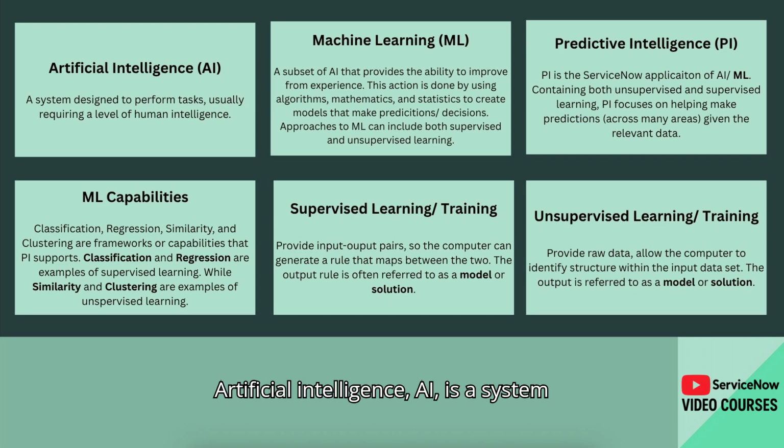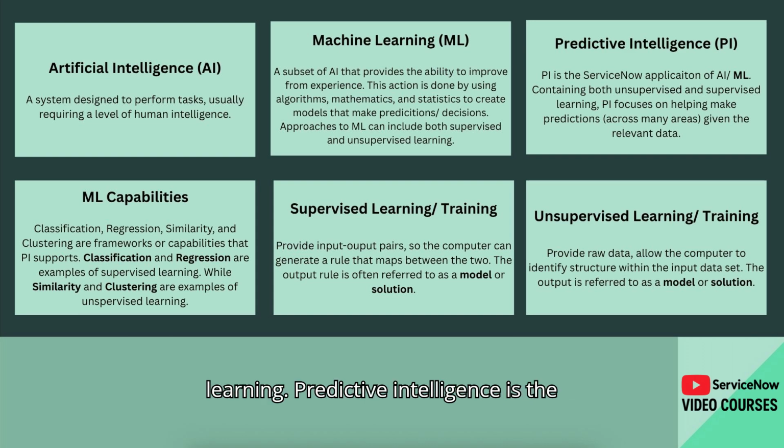Artificial intelligence, AI, is a system designed to perform tasks, usually requiring a level of human intelligence. Machine learning, ML, is a subset of AI that provides the ability to improve from experience. This is done by using algorithms, mathematics, and statistics to create models that make predictions and decisions. Approaches to ML can include both supervised and unsupervised learning.